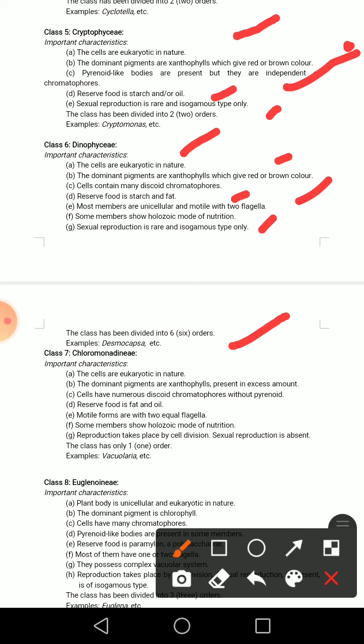Class 7th is Chloromonadineae. Chloromonadineae important characteristics are: the cells are eukaryotic in nature, the dominant pigments are xanthophylls present in excess amount. Cells have numerous discoid chromatophores without pyrenoids. Reserve food is fat or oil. Motile forms are with two equal flagella. Some members show holozoic mode of nutrition. Reproduction takes place by cell division. Sexual reproduction is absent. Examples include Vacuolaria.